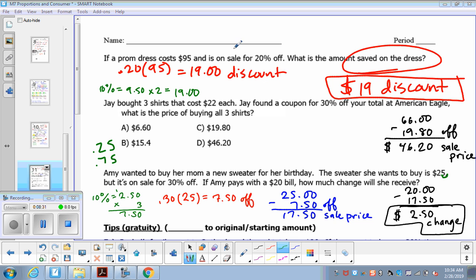Friendly reminder that for this prom dress problem, when you found the 20% off, you stopped because it just asked for the amount saved. But sometimes we ask for the sale price, which means once you find the discount, you've got to subtract it. And we are done now with finding discounts. Thank you.